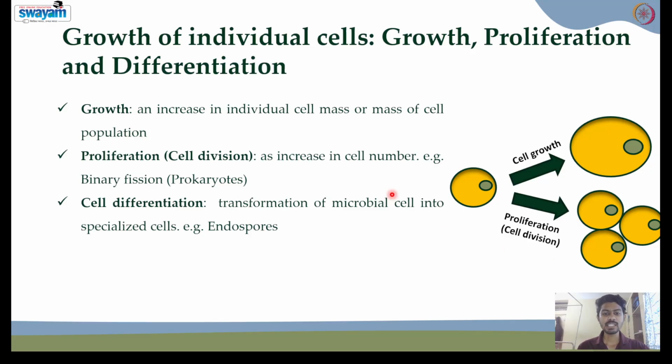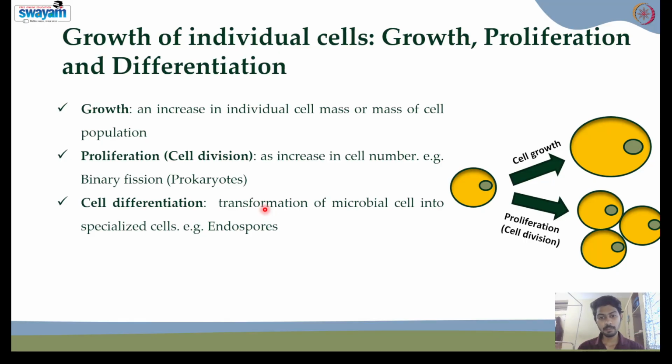So if there is an increase in the cell number, we call it proliferation. If it is an increase in the biomass, we call it growth. And the third important concept is cell differentiation. What happens here? The transformation of microbial cells occurs into specialized cells.